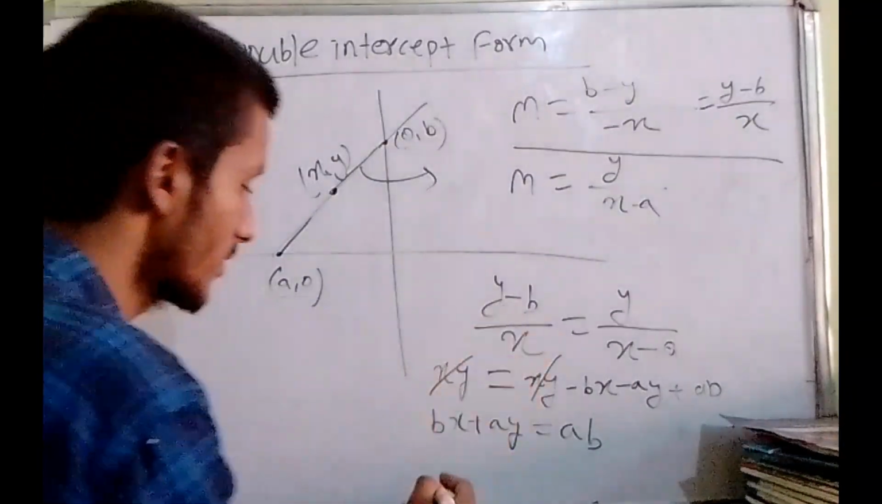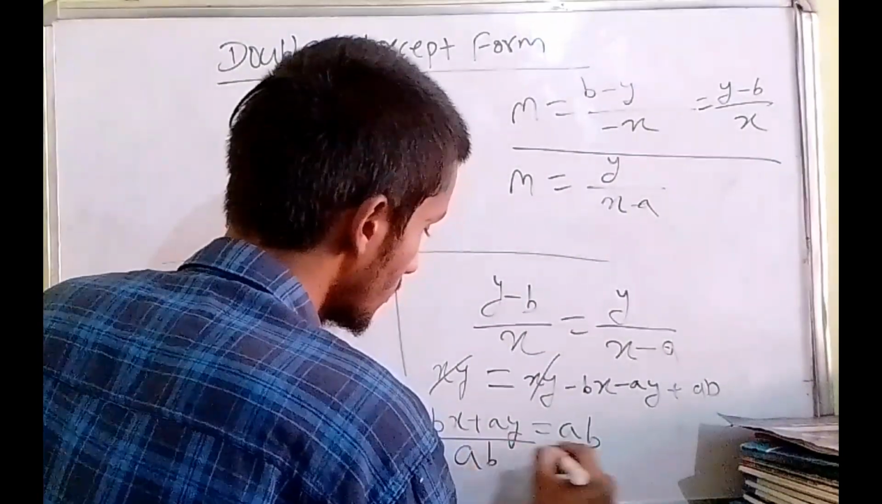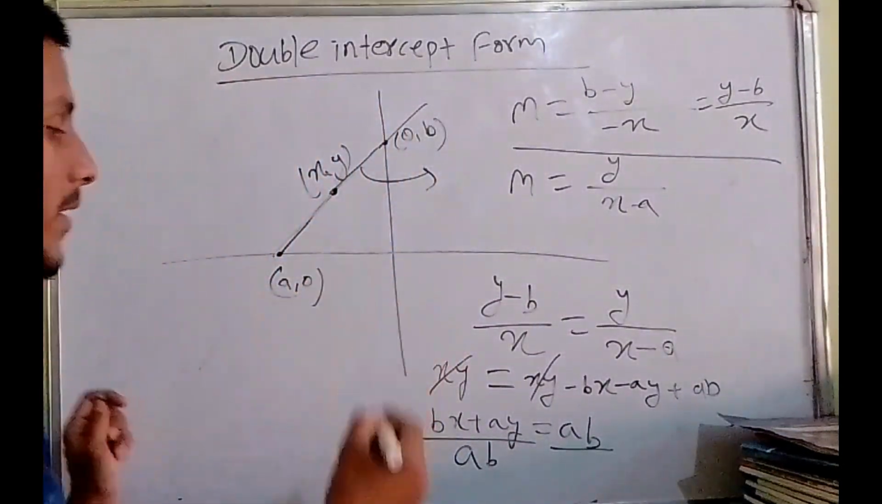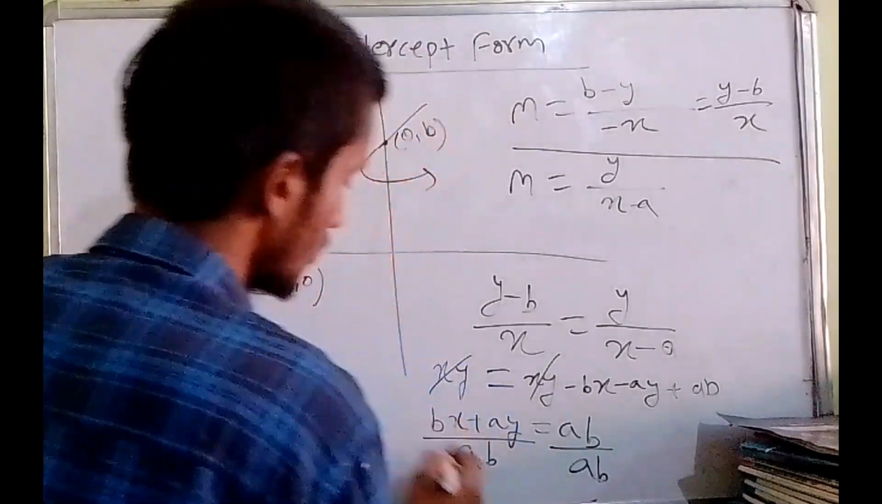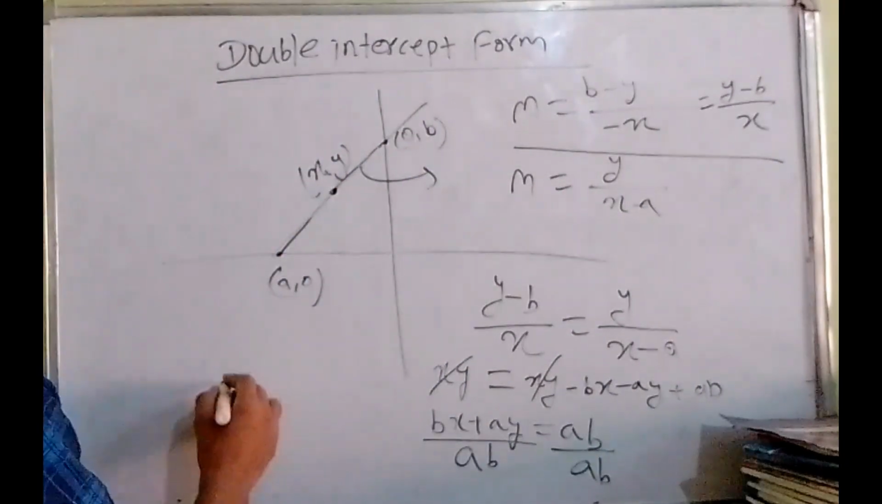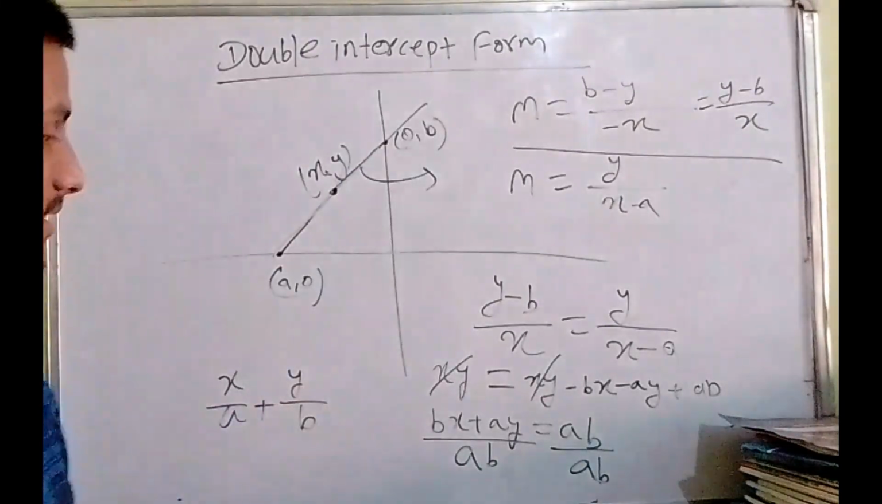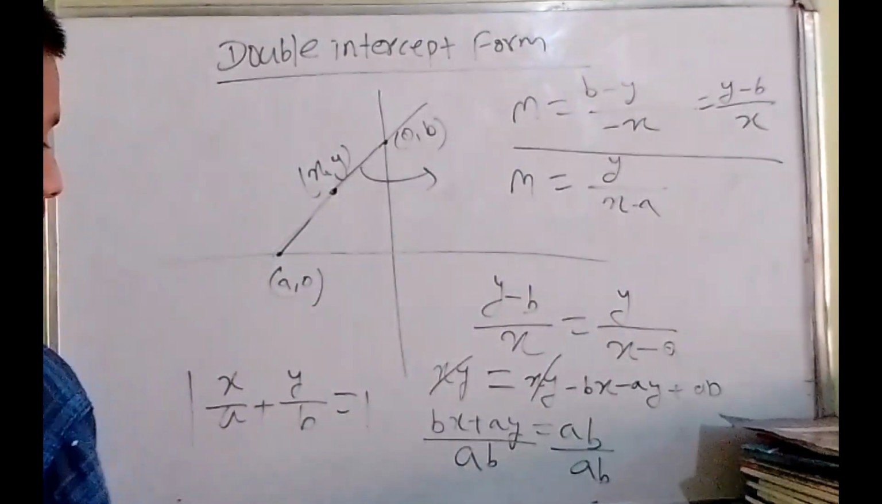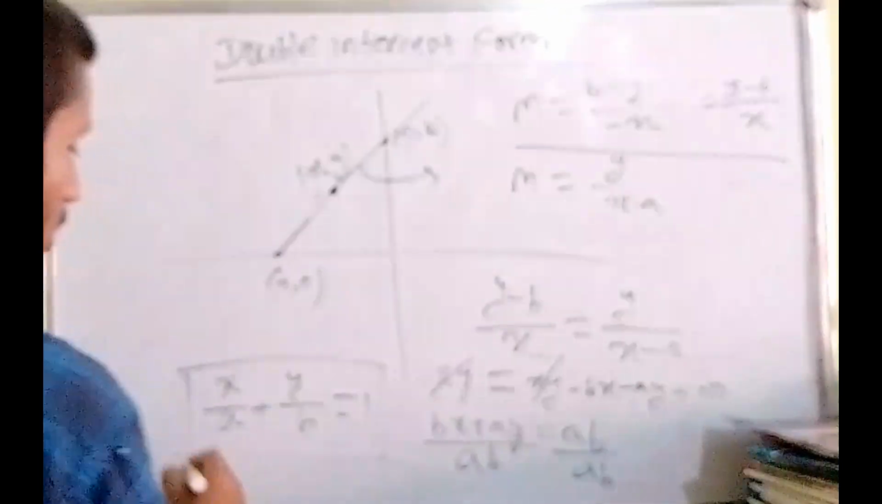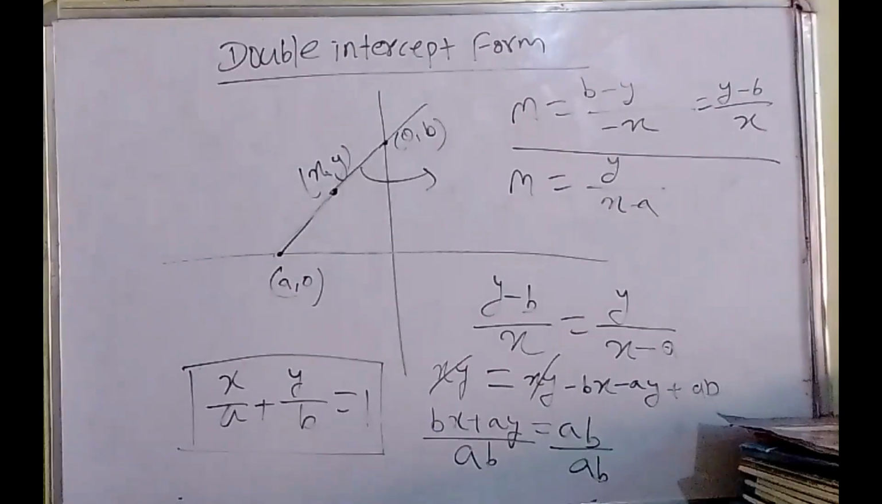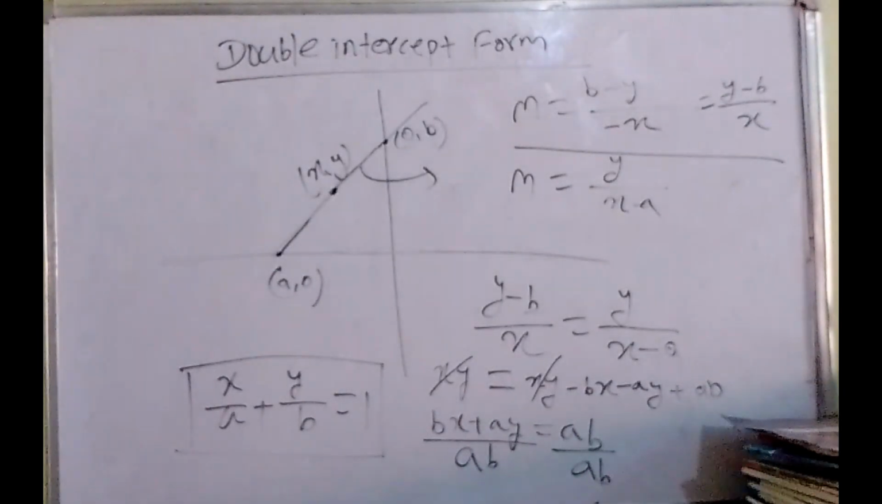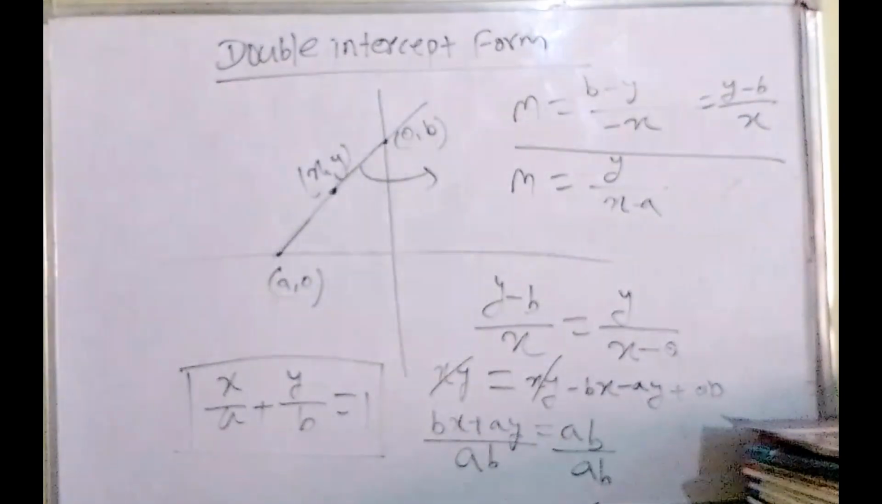Let's again do the same previous step: divide both sides by ab. If you divide this by ab, it is going to be x over a, and this will be y over b, because a gets cancelled. This is equal to 1, and this is the equation that we were looking for. It's pretty easy. This derivation is not that hard. You've understood why it is this. So let's move on to the next thing.